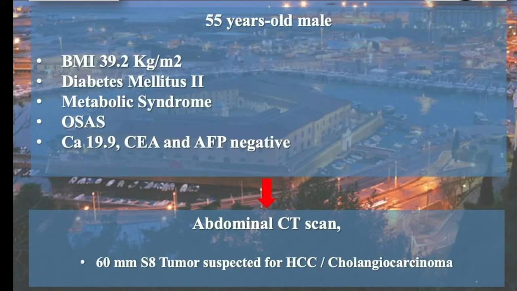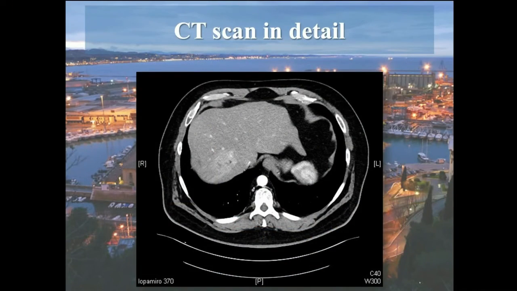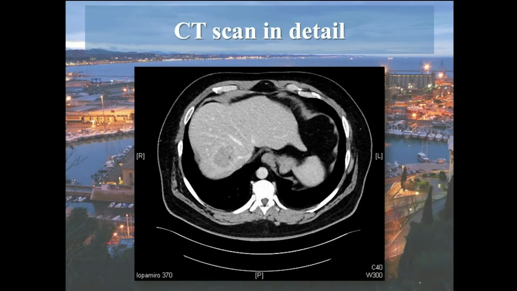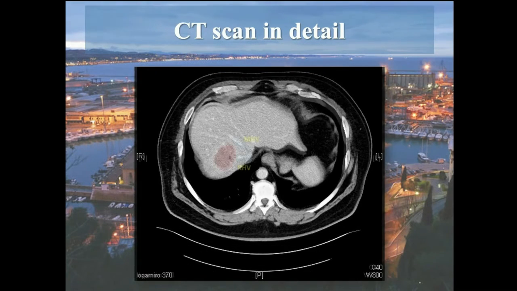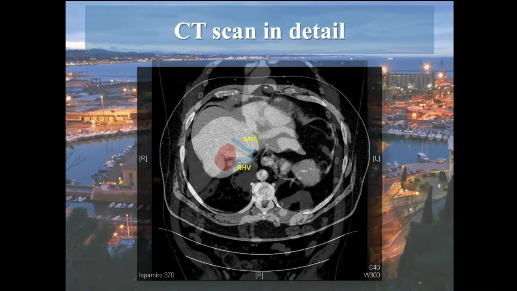In this video, we are going to present a case of a 55-year-old obese patient with several comorbidities. In the preoperative CT scan, a 60 mm lesion was detected on the 8th segment, suspected either for ACC or cholangiocarcinoma.